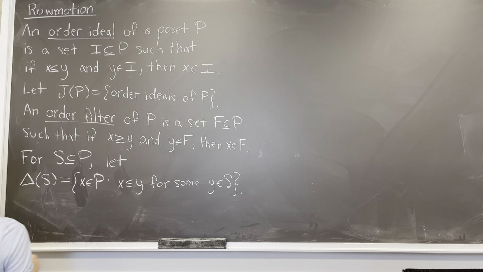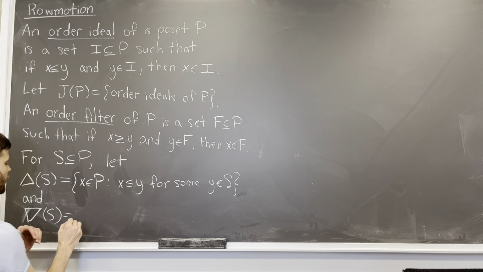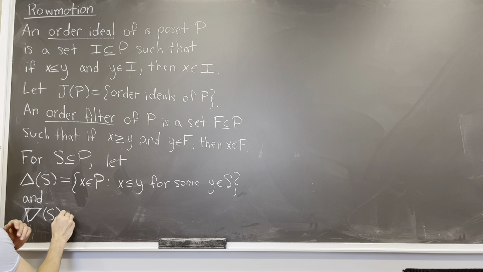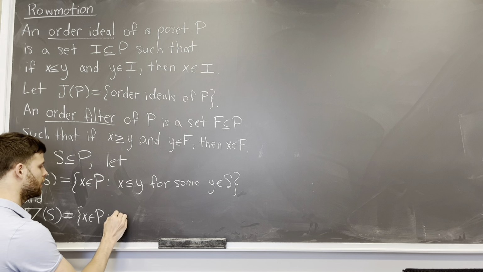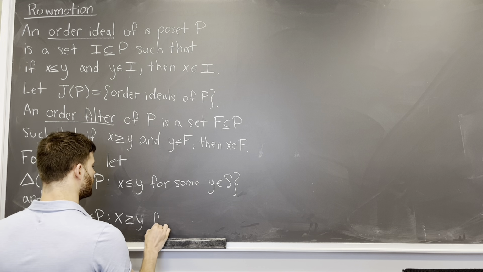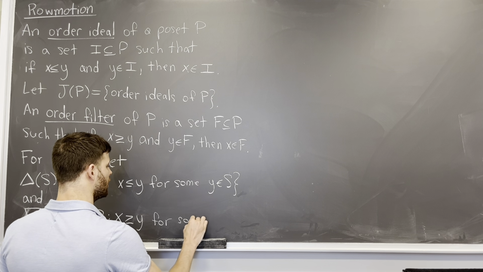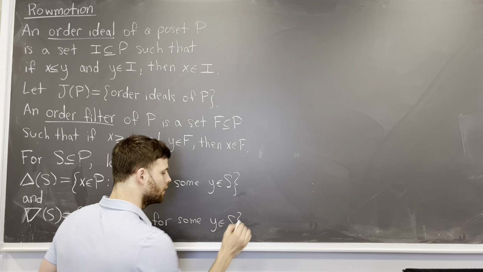And then dually, I'll define nabla of S, like an upside down delta of S. This is just going to be the set of things that are greater than or equal to something in S. So this will be the set of X in P such that X is greater than or equal to Y for some Y in S. Okay?